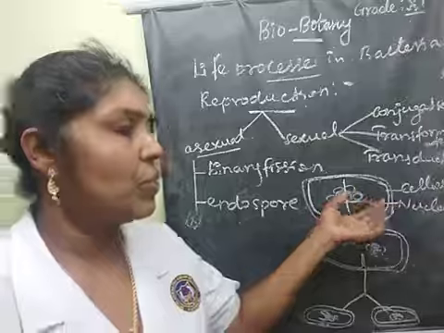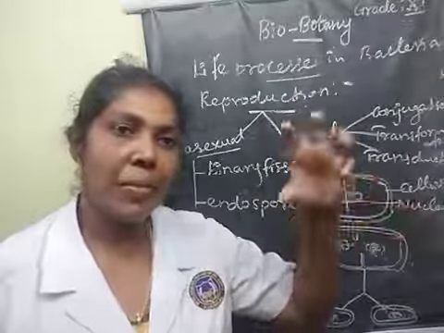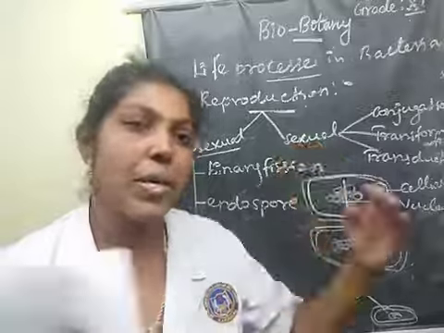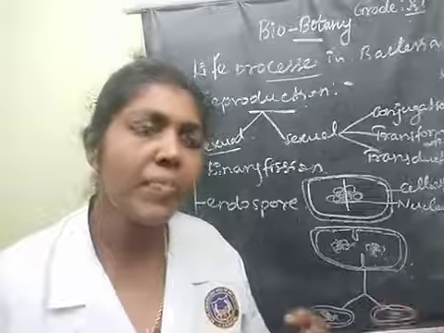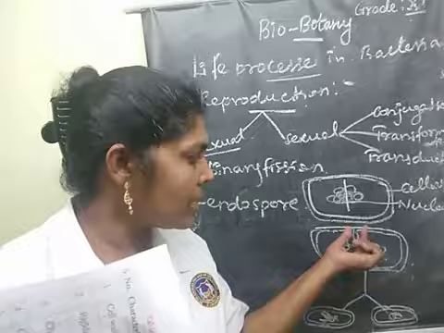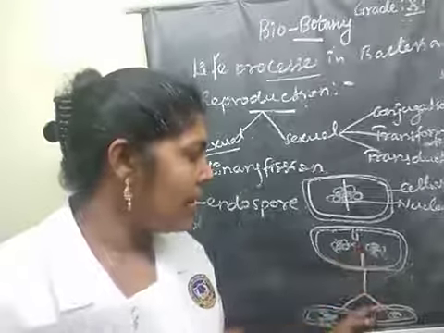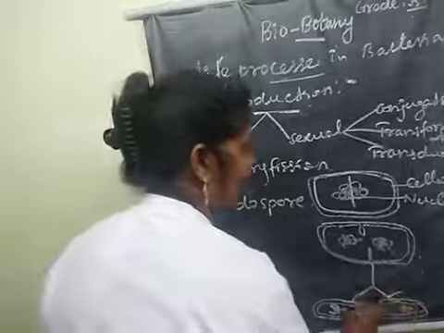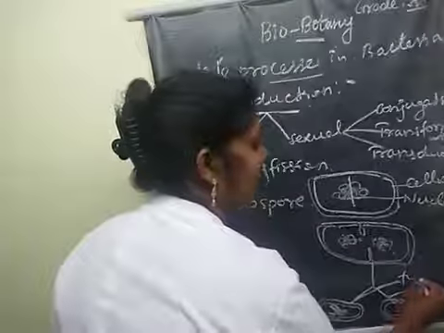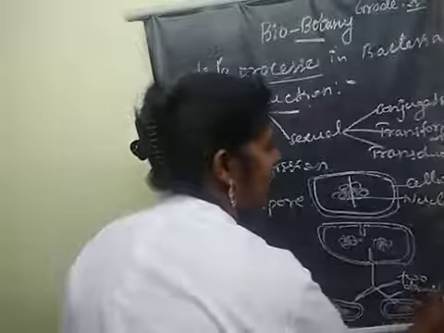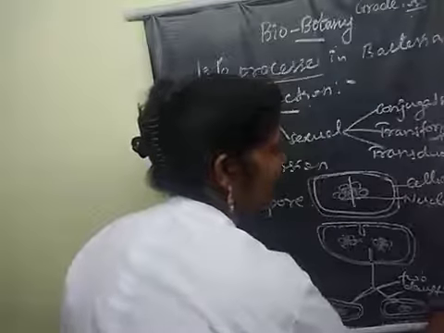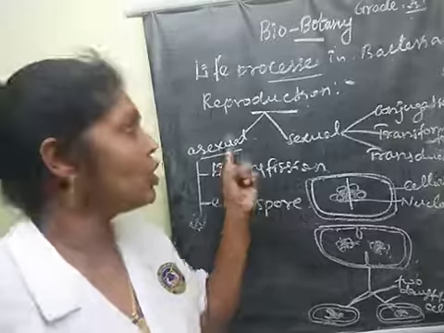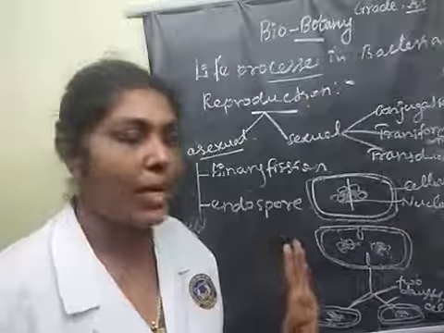Understood now? Just imagine one bacterial cell, the nuclear material is there. First the nuclear material divides. After that, the constriction is made in this area. Then finally we will get the 2 daughter cells. Understood, children? This is binary fission, an asexual method of reproduction in bacteria.